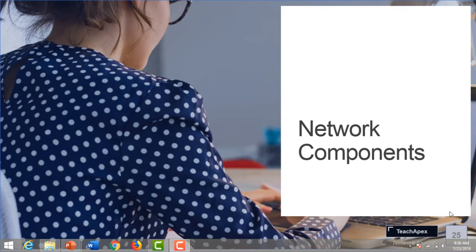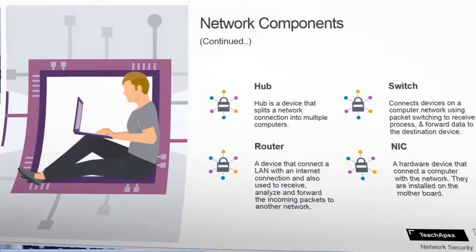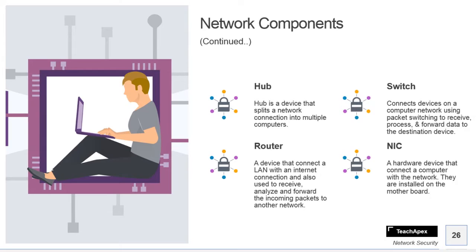So let's begin with our first discussion, with the networking devices, which is perhaps the most simple and common network device used today. That is the hub. A hub is a device that splits a network connection into multiple computers or multiple networks.